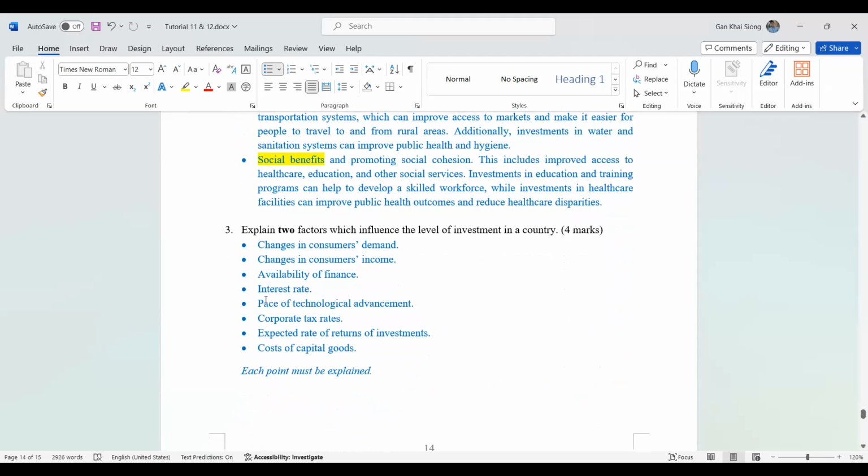Pace of technological advancements: for example, if technology is quickly outdated, firms need to keep pace to remain competitive, so they need to continue to invest. Corporate tax rate also: a lower corporate tax rate will encourage firms to have more retained earnings to invest more. So these are the factors. When you go back and revise, try to think about the explanations.